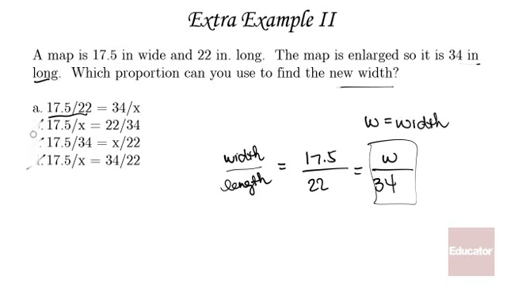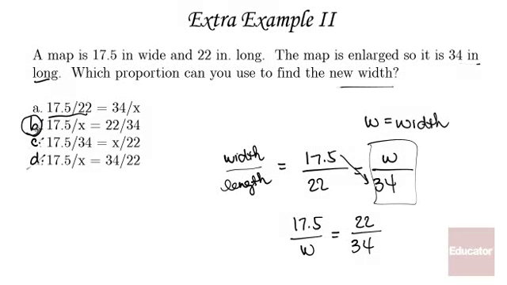So instead of canceling these out, let's see which one can work. So in this case, we have width on top, 17.5, length on the bottom. So this answer should be, oh, we could also cross multiply. Or we could have length and length. Okay, so 17.5 is the width over the width here that we're looking for. And then we have the length, 22, that we know, over the length that we're looking for. So 17.5 over x equals 22 over 34. So it would match this one.